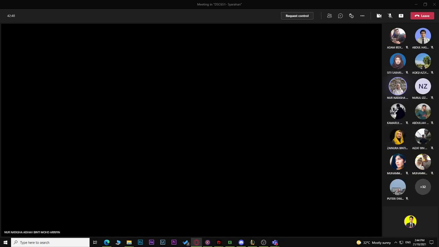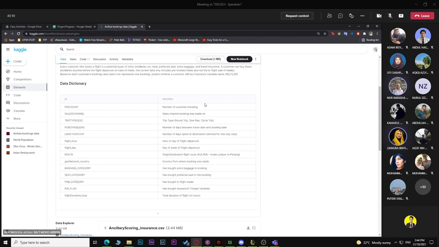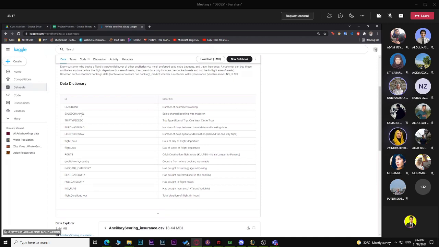Alright, this is my whole screen. First and foremost, our data is AirAsia bookings data. This data focuses on companies like AirAsia, Malaysia Airlines, mostly flight companies. As we can see from the data, we have the booking data, and it mainly focuses on how many pets they will buy, and if they want food, pre-bought meals, something like that, and the origin and destination of the flight, and also where the booking was made.